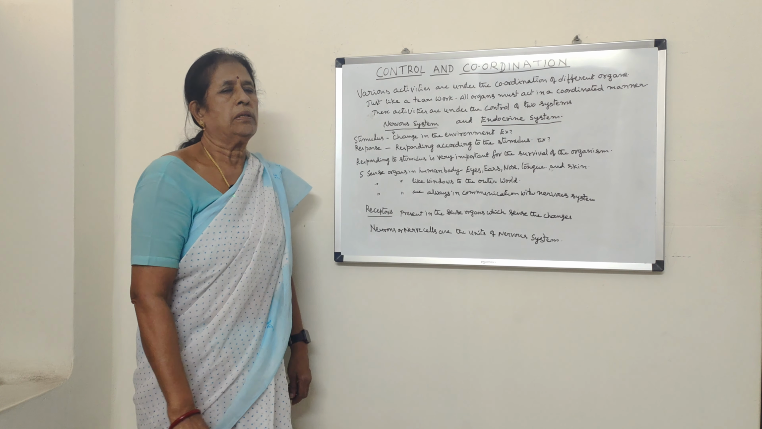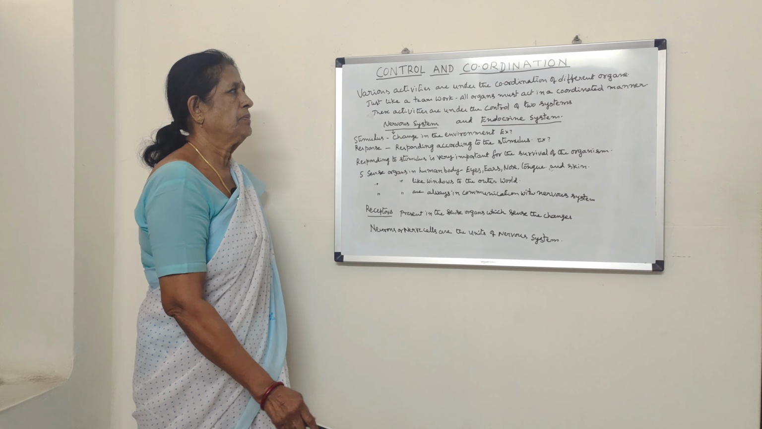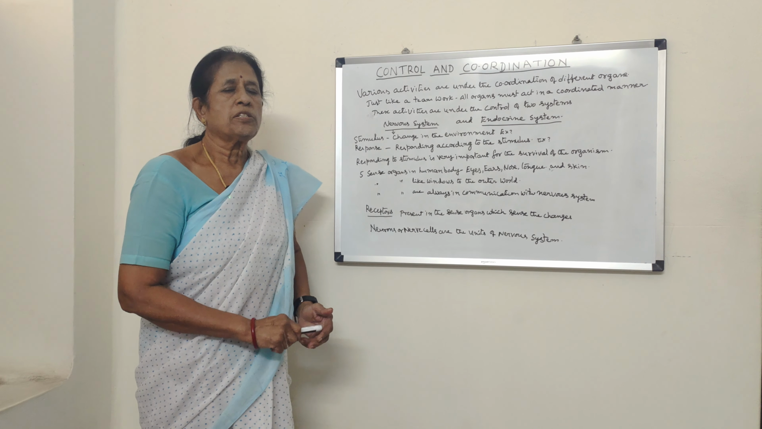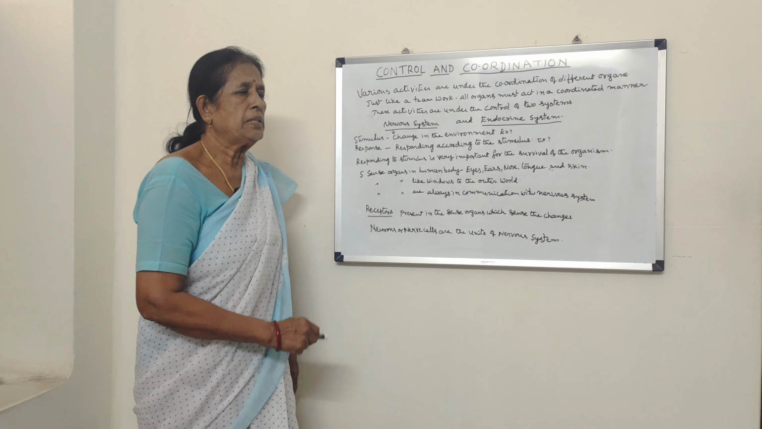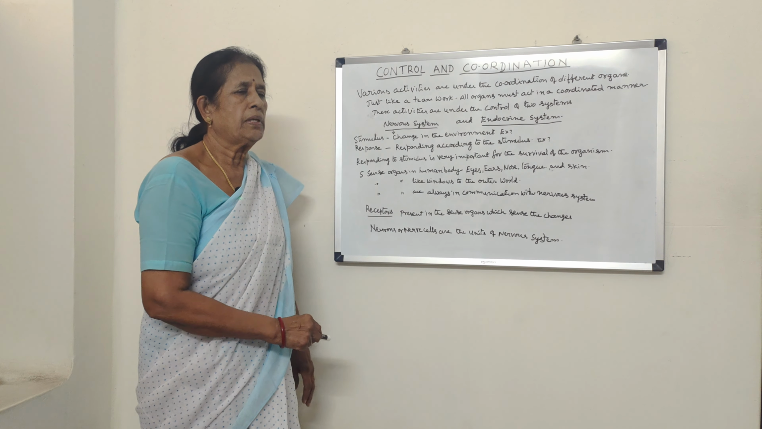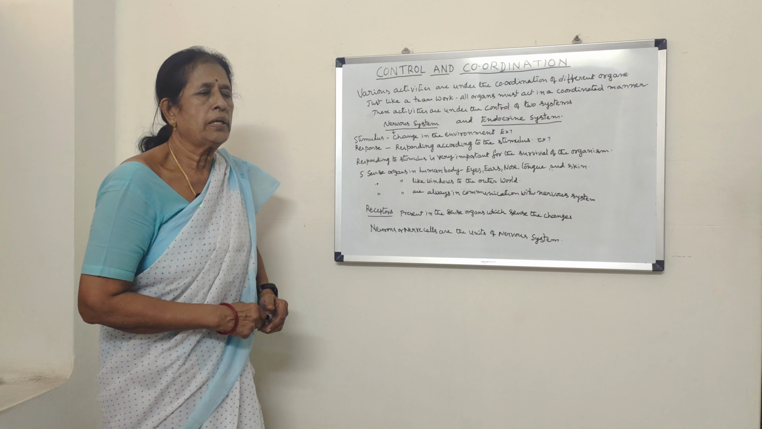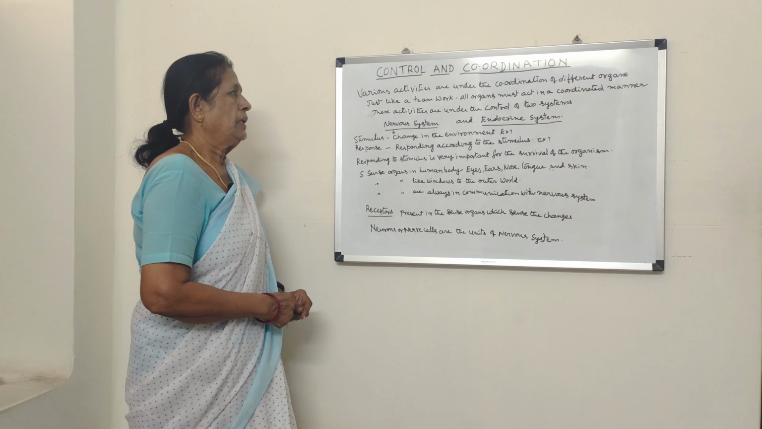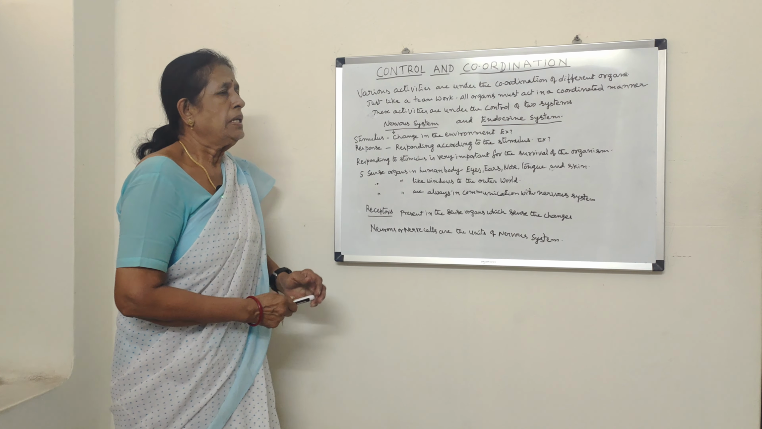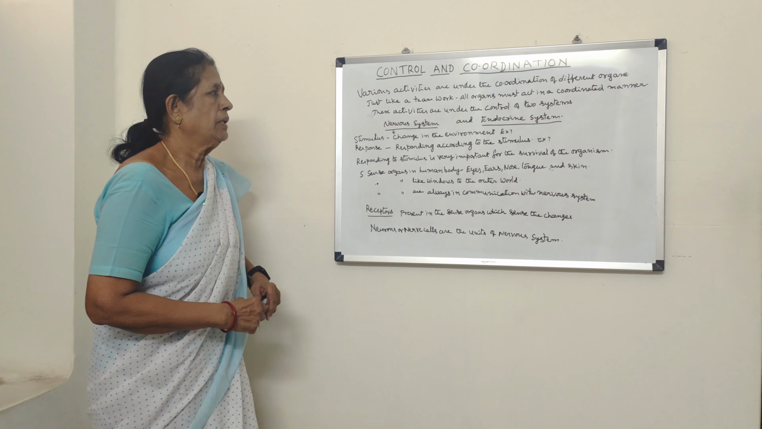The various activities that are performed by living organisms are not as simple as they look. They are very complicated processes. That means even a simple activity performed by the organism is under the coordination of different organs in the body. Various organs in the body must act in a coordinated way with one another, and then the activity is executed. So it is just like teamwork, and all the organs must act in a coordinated manner.